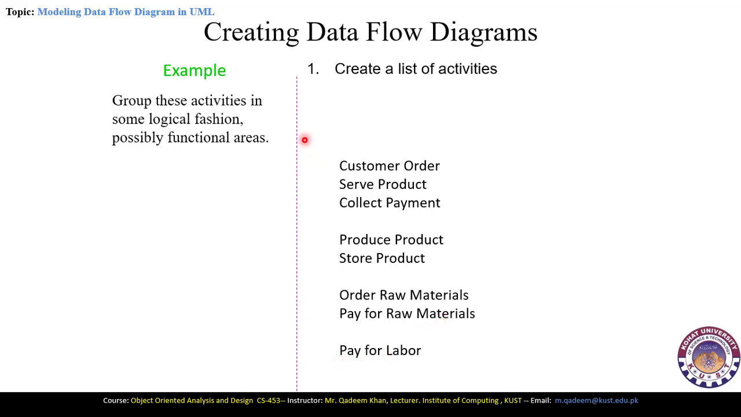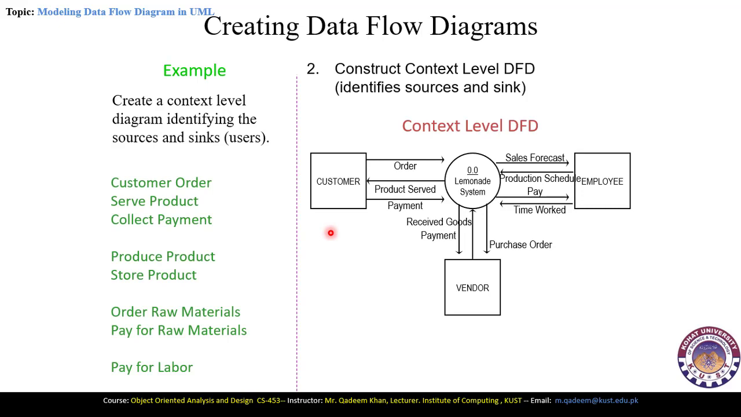Now for creating a list of activities, group these activities in some logical fashion and possibly functional areas. So you have to group or order the different activities which are in fact used by the customers to interact with the system. The user will interact with the system through these different sorts of activities. So the list of activities should be defined prior to the creation of the DFD. The next step is to construct the context level DFD, which is level 0.